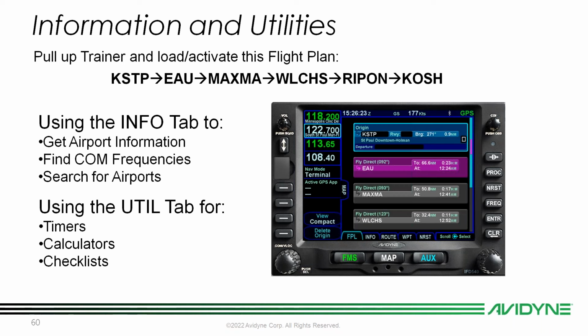What I want to show you here is how to use the info tab and the utilities tab for a bunch of different things. How to go a little bit deeper into that info tab and finding all the information that we can pull out of that. How to find comm frequencies, how to search for airports. And then in the utility tab, we're going to get into the different timers, calculators, and checklists, what they are and what they do.